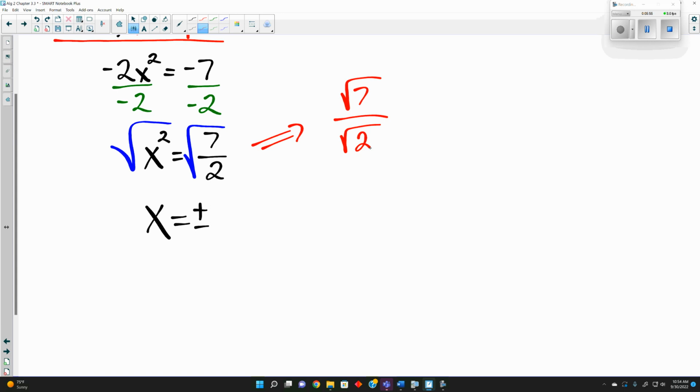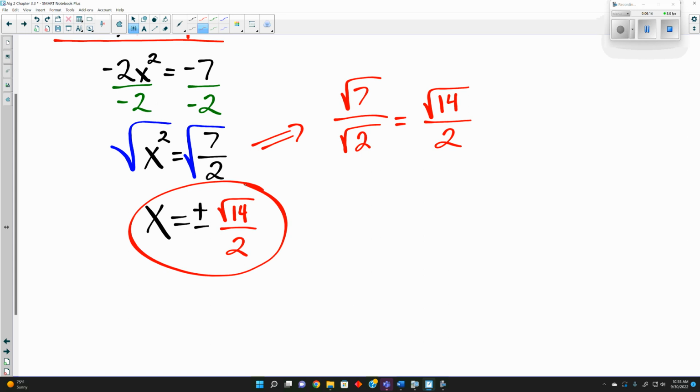It gives us the actual answer, because the calculator will tell us that the square root of 7 over the square root of 2 is the square root of 14 over 2. And that'd be our answer.